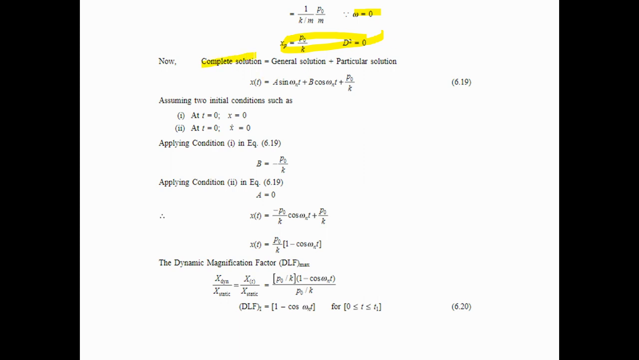The complete equation must be the general equation plus the particular equation. Understood? The complete equation must be in the form of general equation plus particular equation. What does the complete equation mean? X bar. What does the general equation mean? A cos omega t plus B sin omega t. What is the particular equation? The particular equation xp, which we got just now, that is xp equal to p naught by k.